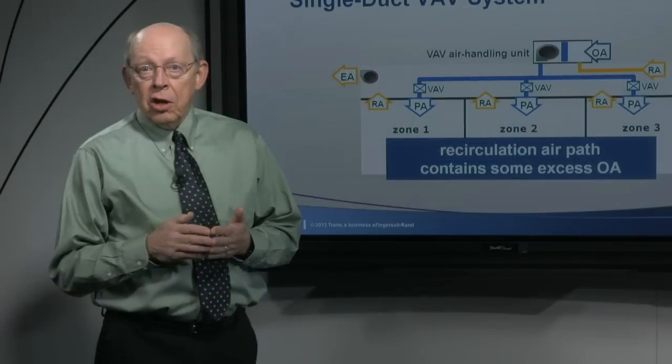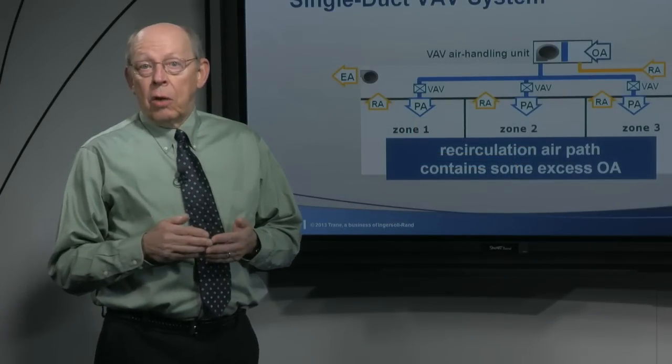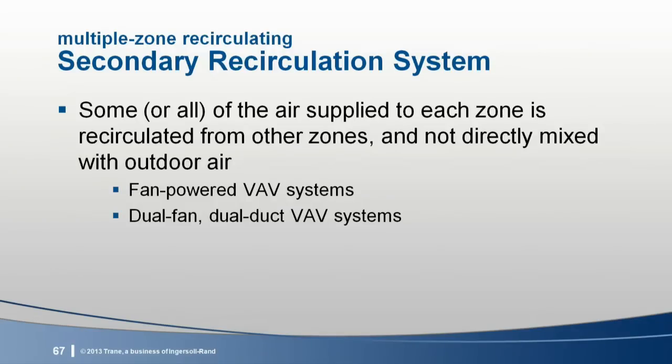As John explained earlier, Standard 62 gives you credit for the unused or excess outdoor air that recirculates from non-critical zones. In a system with a secondary recirculation path, some of the air supplied to each zone is recirculated from other zones without directly mixing with first pass outdoor air from the intake. For example, fan-powered VAV systems use VAV terminals that recirculate air from the ceiling plenum. And two-fan dual-duct VAV systems recirculate air from all zones through both the heating air handler and the cooling air handler.